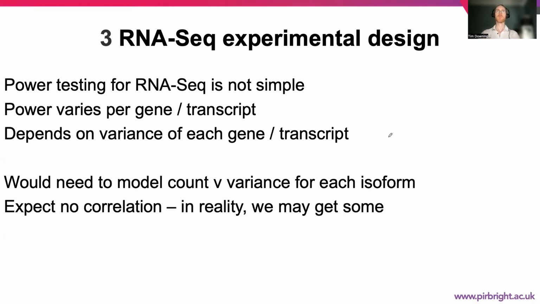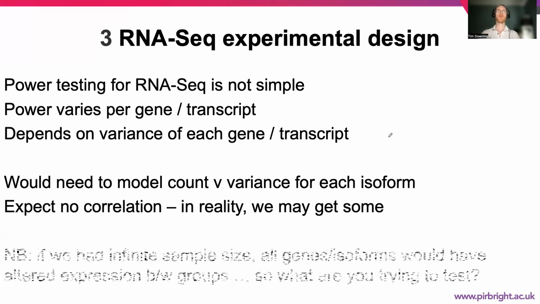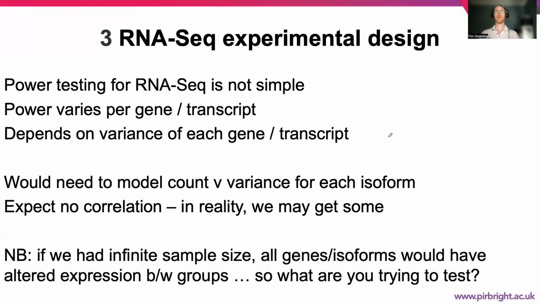And we always have to pause here and think about our original question: if we had infinite sample sizes, in principle, all genes and isoforms would have some level of altered expression if we're comparing 2 different groups. So we always have to think about what we are actually trying to test here. Are we trying to identify the genes that change most in response to, say, exposure to a particular pathogen, or what precisely? If you had infinite sample sizes, what would a particular approach actually tell you in terms of your biological question?